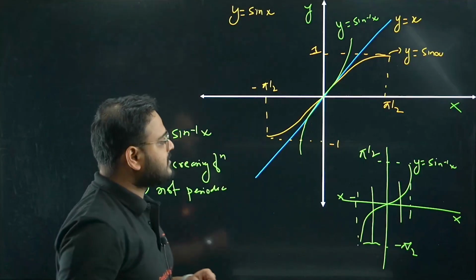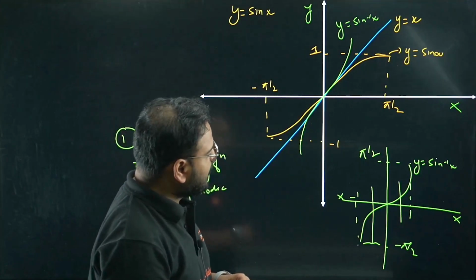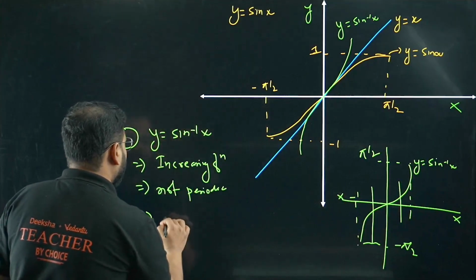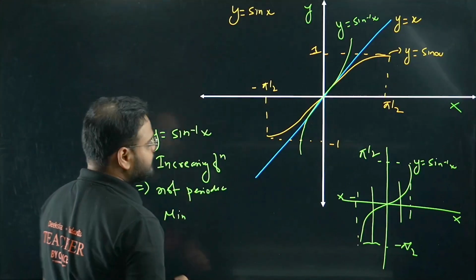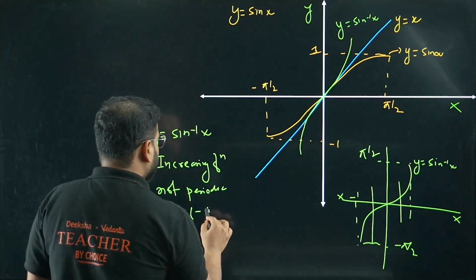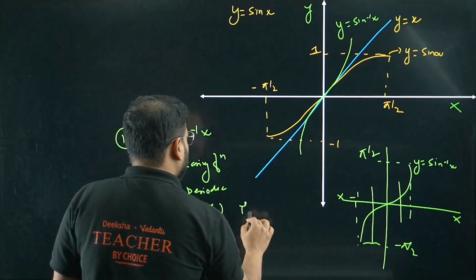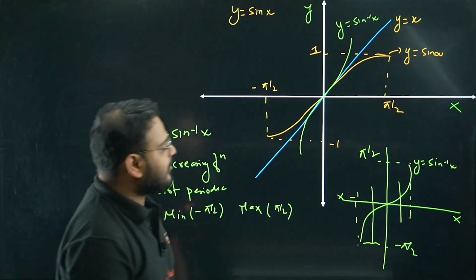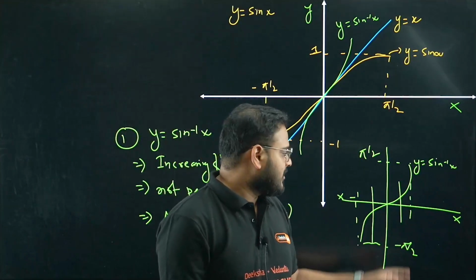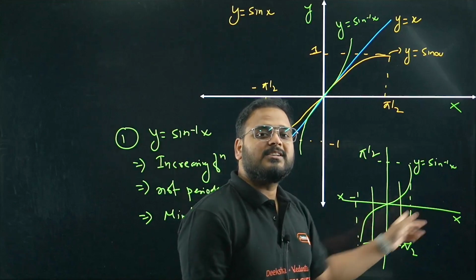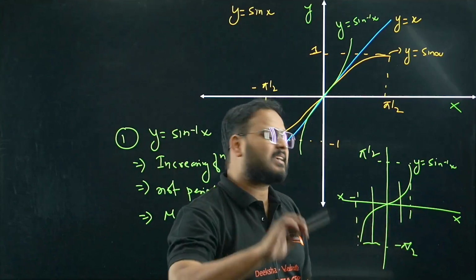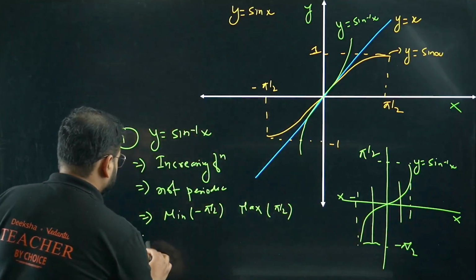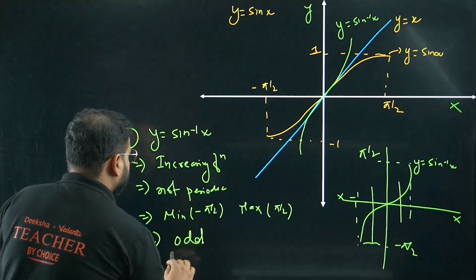Okay, what else? Can we see the maximum and minimum values? The minimum value is minus pi by 2, and the maximum value is pi by 2. What about even and odd? It is symmetric about the origin. Symmetric about the origin means what will happen? Odd. It's an odd function.